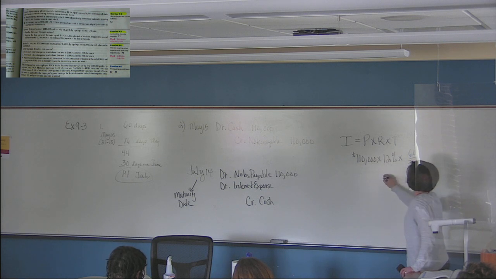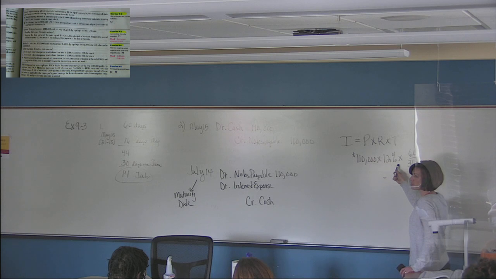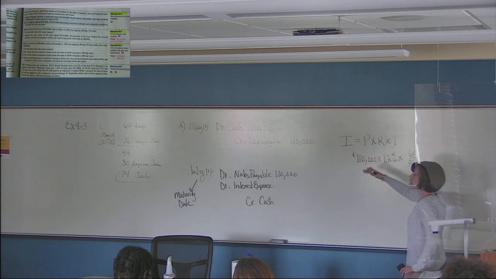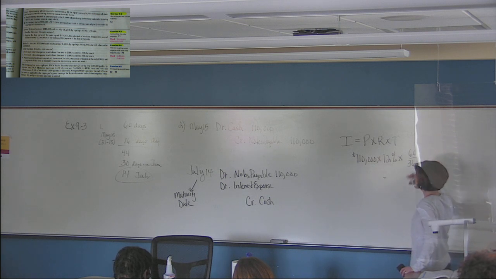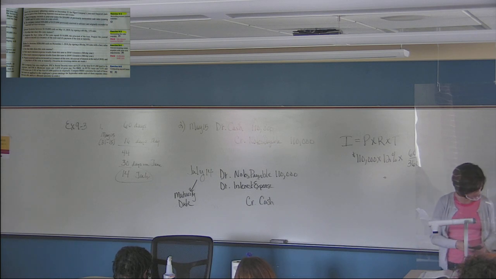There we go. Remember, this 12% is an annual rate. In other words, assuming that I have the money for a whole year, I'd pay 12% interest. But I only have the money for 2 months, so I don't want to pay 12%, right? I only want to pay a fraction of 12%, equal to the time I actually had the use of the funds. So when we do all that math, what do we get?